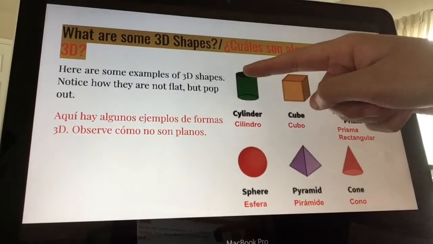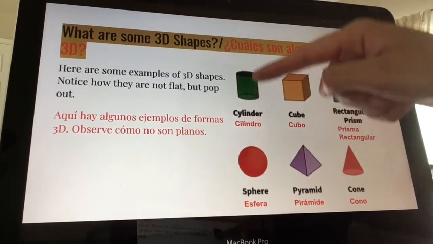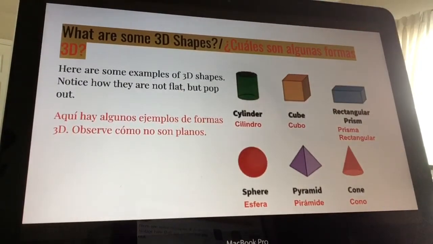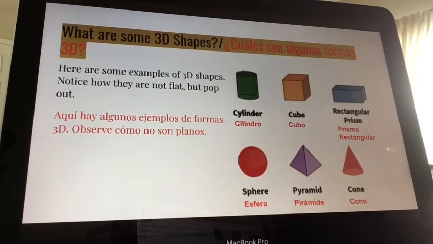Okay, so this bottom part and this top part, what are they then? Are they flat? Yes, they're flat. So what are they? Are they faces? Are they vertices? Are they edges?